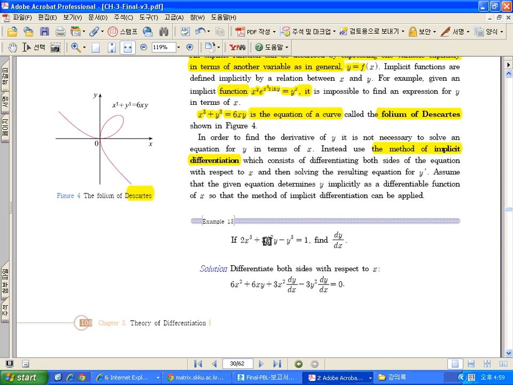Let's see. This is one of the implicit functions. From here, we were asked to find dy over dx. How can we do it? We use the chain rule. We just differentiate both sides with respect to x. So we differentiate this with respect to x: 6x, and dx over dx, which is 1, so we don't have to write anything here.